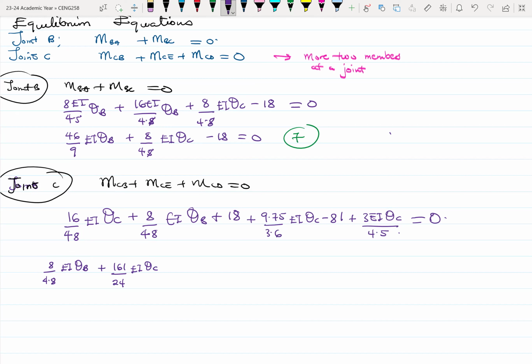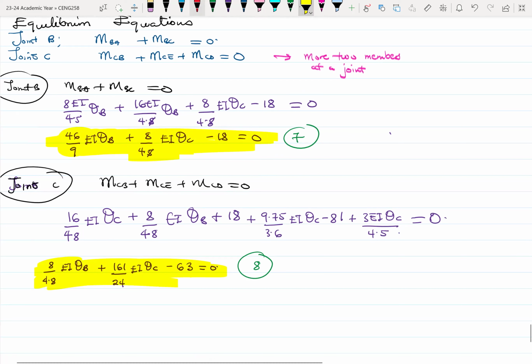All right. Then we have minus 81 plus 18. So that will give us what? Minus 63 equals 0. So this becomes our equation 8, I believe. Okay. So we have these two equations that we need to look at. Equation 7 and equation 8. Right.